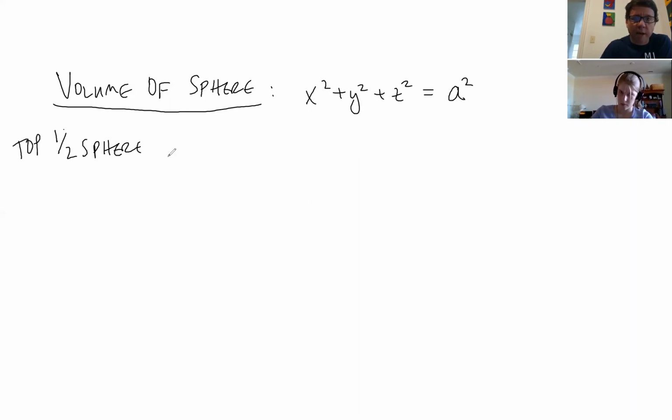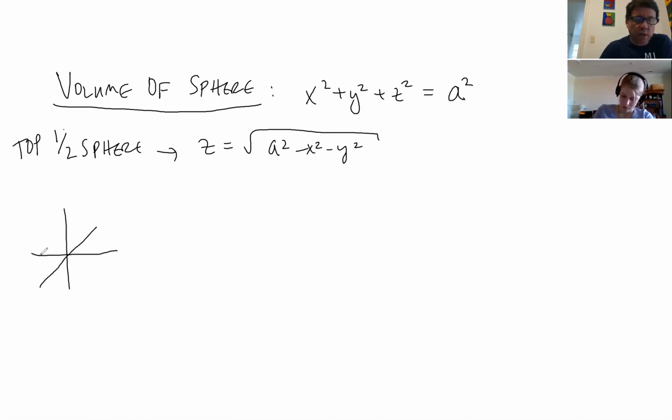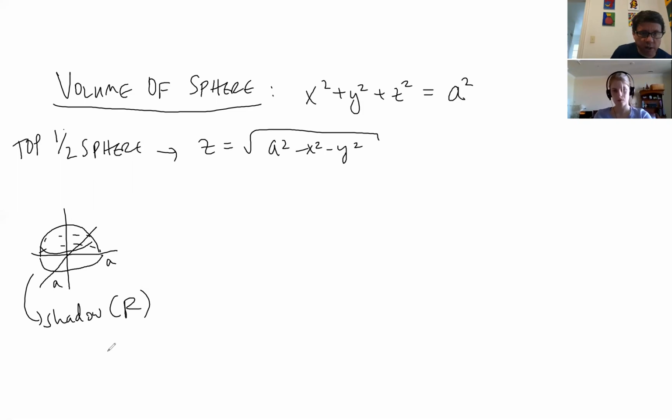So in order to get the top half, solve for z. Just bring this stuff over, you get a squared minus x squared minus y squared, and then take the square root. When you plot this, you'll get the top half of the sphere, a units out in all the directions in the xy plane down at the bottom. So the shadow region, which we're going to need, this is our region R here, is just the circle of radius a.